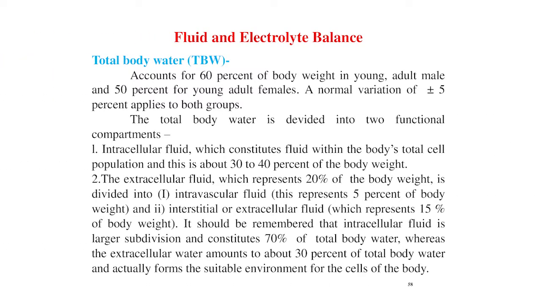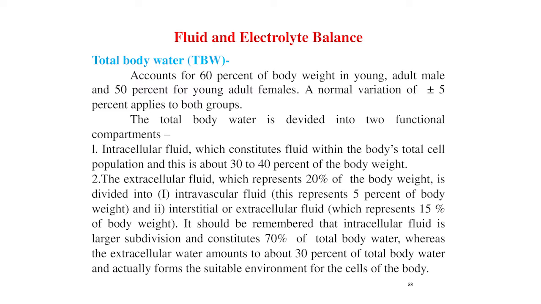Let's start with the fluid and electrolyte balance. Total body water, that is TBW. The total body water is measured by deuterium oxide dilution, and total body water accounts for 60% of the body weight in young males and 50% in young adult females. A normal variation of plus or minus 5% applies to both groups. The total body water is divided into two functional compartments. First is the intracellular fluid and second is the extracellular fluid.